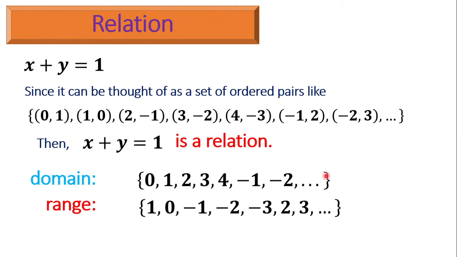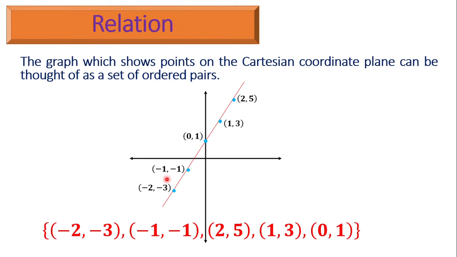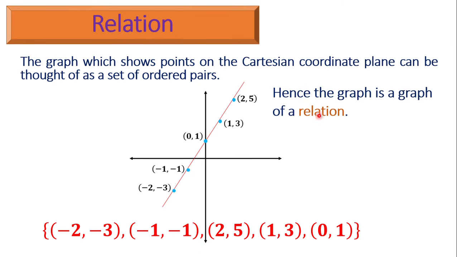Yan. Next, paano naman sa graph tayo? So, the graph which shows points on the Cartesian coordinate plane can be thought of as a set of ordered pairs. So, we have ito, kunyari yan, ating line natin. Yan. Ngayon, pag chinek natin yan, so, (-2, 2), (-1, -3), (2, 5), (1, 3), and (0, 1). So, ito yung ating pair of sets. So, hence, the graph is a graph of a relation. Ayan.